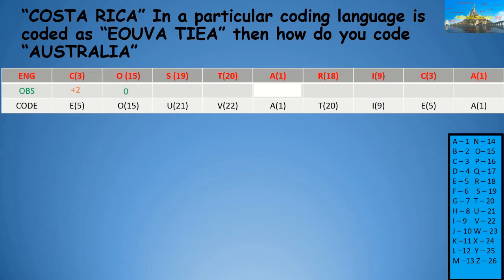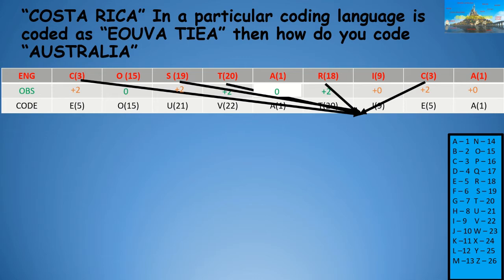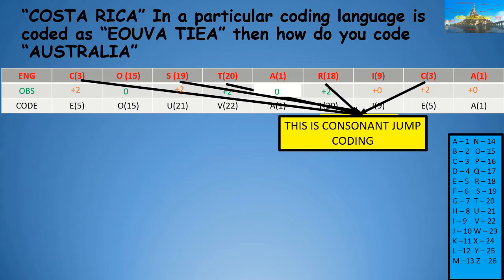So we find that if S becomes U, so the difference is 2. T becomes V, so the difference is 2. A remains A, so there is no change. R becomes T, so again there is a difference of 2. I remains I, so there is no change. C becomes E, so there is a difference of 2, and A remains A. So if you closely observe, C, S, T, R and C, which had a 2-letter jump, are all consonants, or in simple language, non-vowels. So this is vowel coding, and to be more specific, this is vowel jump coding.